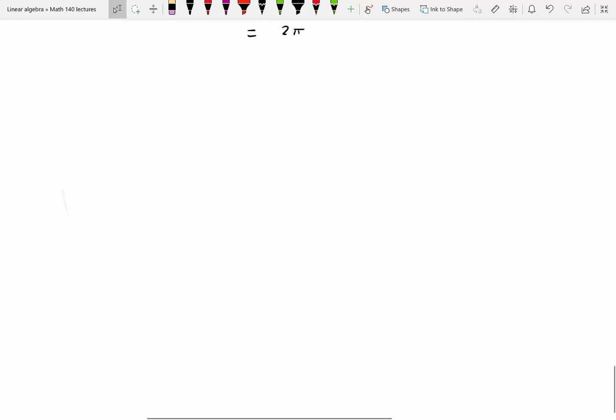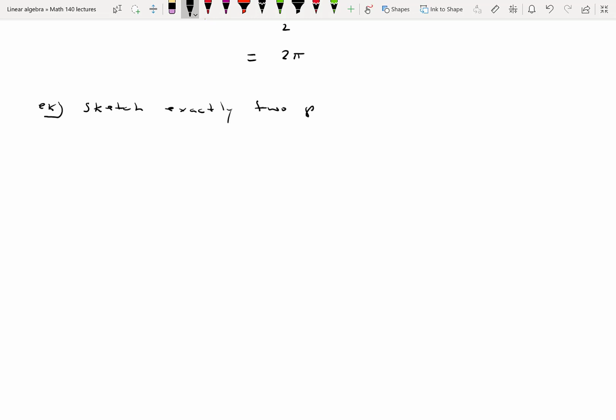Okay, let's do another one. Let's do a little more elaborate one. So let's say, example, and I want to pick a decent example here. Let's say I want to sketch exactly 2 periods of y equals -3 sine of 2x minus pi over 2.